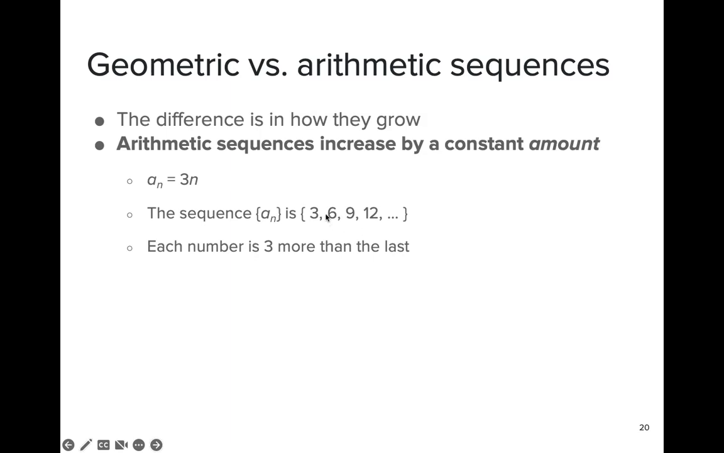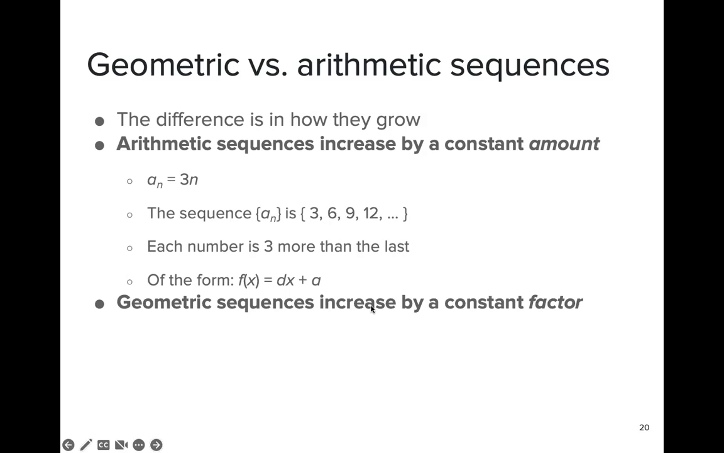Okay, so as you can see here, the difference between a term and the next is constant. So this will be of the form f of x equals dx plus a, wherein a is the constant amount that is being added to this term. All right, so the geometric sequences, on the other hand, increase by a constant factor.